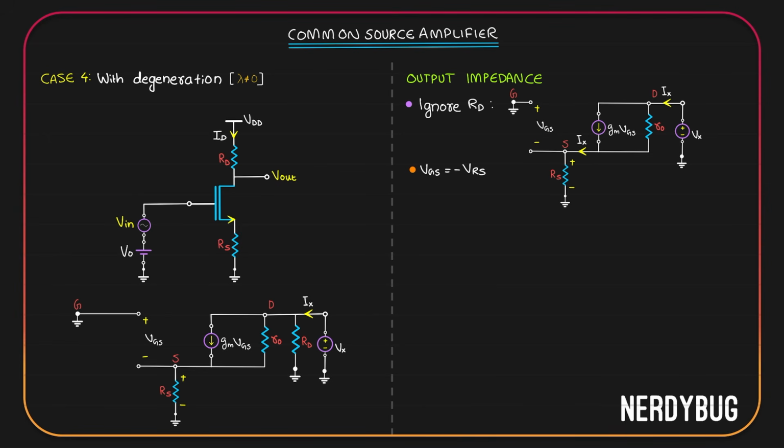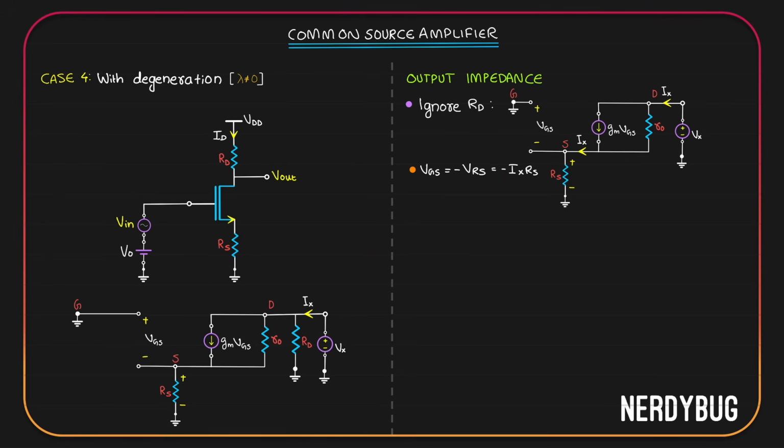You can see IX is flowing like this. It will split into two at this node, but it will again combine over here. So basically the current flowing through RS is still IX. That means according to Ohm's law, potential drop across RS is IX multiplied by RS. So VGS is negative of IXRS.